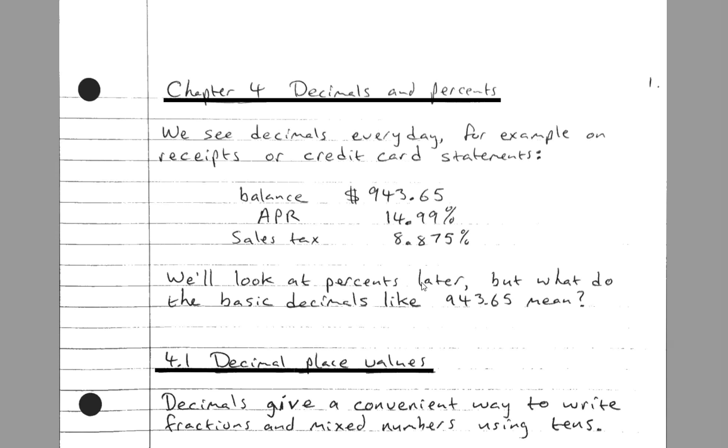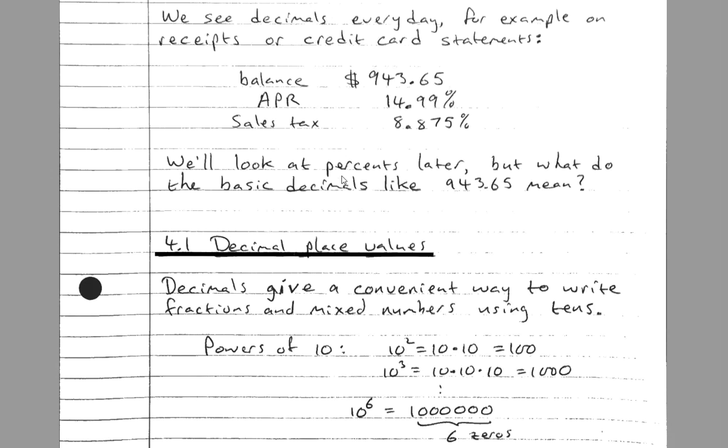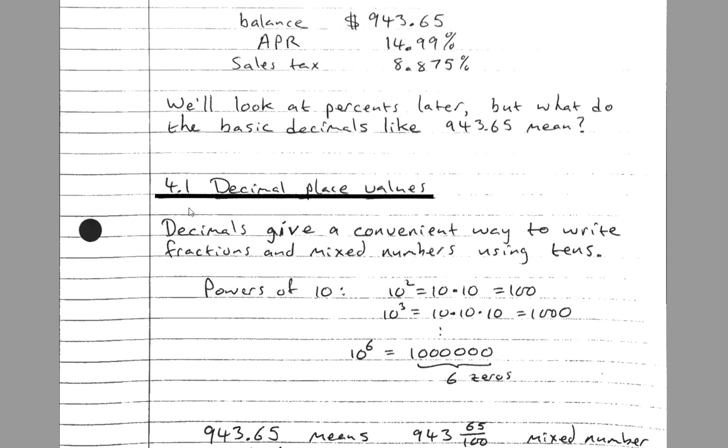We'll look at percents later in the chapter, but for now, what do basic decimals like this mean? All right, so decimals give us a convenient way to write fractions and mixed numbers using tens and powers of 10.